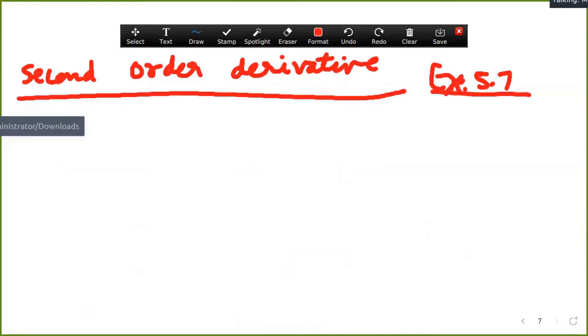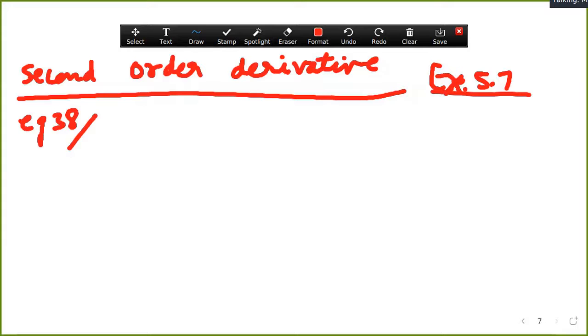Second order derivative means what? You know how to get the first order derivative. First derivative you know how to calculate. Further, if you differentiate the function dy upon dx, then you will get the second order derivative of the function. It means, suppose I am just taking example number 38.